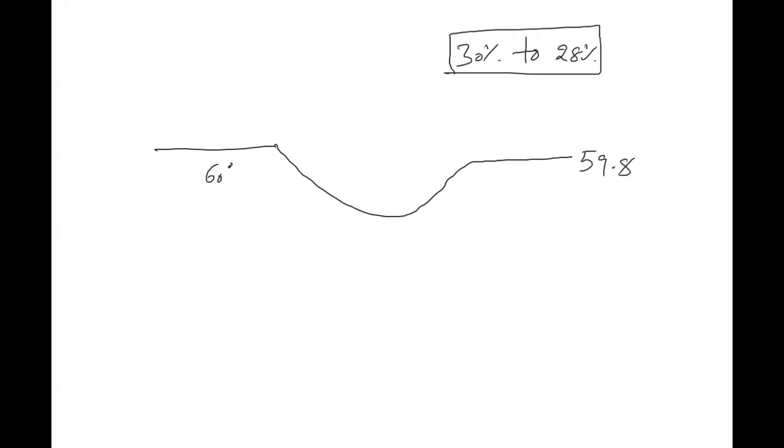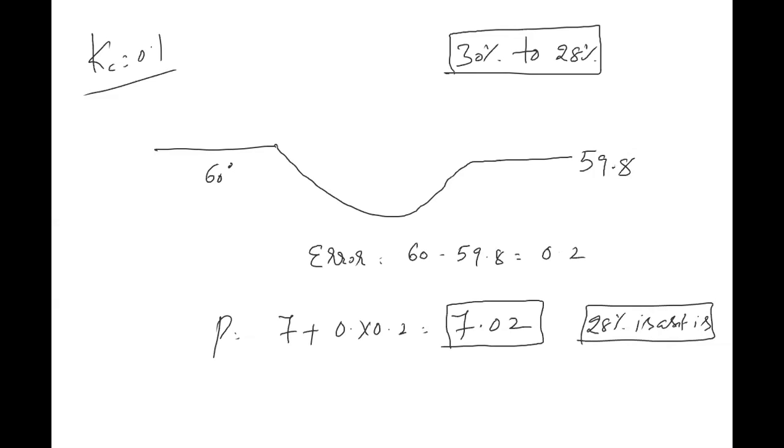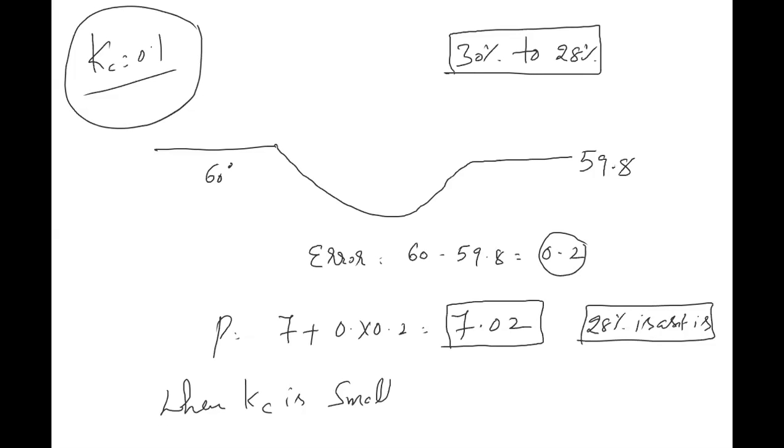Because when 59.8 is there, what is the error? Error is 60 minus 59.8, which is 0.2. Let's assume that Kc equal to 0.1. Then what is my pressure signal? Pressure is equal to 7 plus 0.1 into 0.2, so 7.02. The 7.02 means there is almost no pressure signal. Clear? So the 28% will stay as it is, correct or not? Because the system is not responding to the small errors because Kc is small. So that is why when Kc is small, offset is possible.